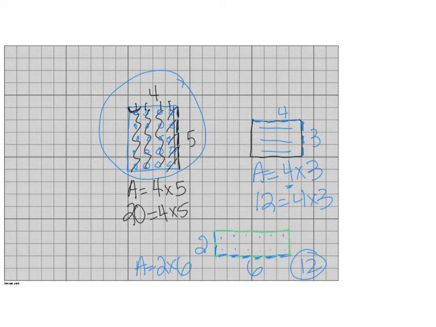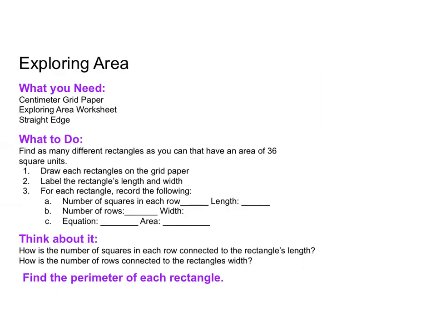So you're going to make a rectangle, actually several rectangles with the area. Your activity for today is to explore finding area. What you're going to need is your centimeter graph paper, which is in your folder. You also had a sheet that at the top says Exploring Area Worksheet. And then you will also need a straight edge. Now remember, you can use a ruler as a straight edge, but a straight edge doesn't have to be a ruler. It just needs to be the edge of something that can make straight lines. So that could be the side of a book, it could be the side of a box, just anything that wouldn't make wavy lines.